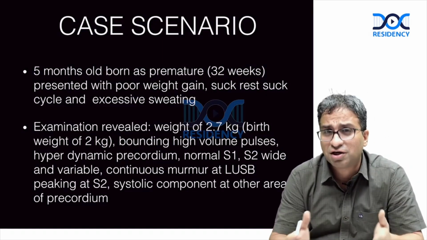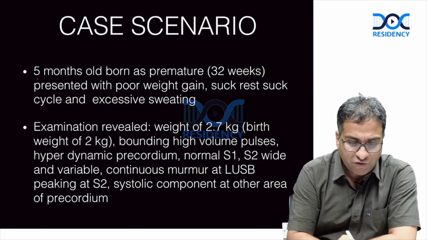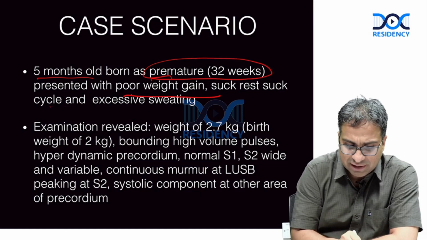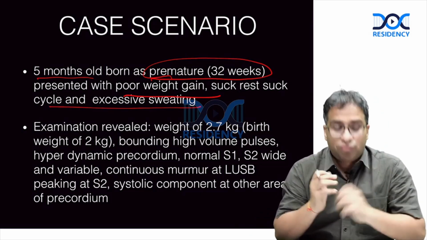So you see, these are the general case scenarios that show how ASD and VSD can present. In the same way, a 5-month-old, born premature, with poor weight gain, excessive sweating, again the same autonomic instability, and there is more flow towards the lung.